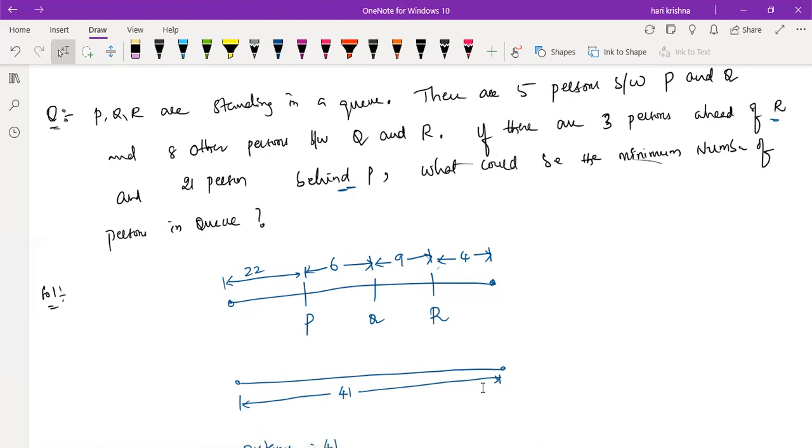Sir, what could be the minimum number of persons? This means that even one person can stand in that queue, right? There's no point that only 40 should stand in that queue. But they said there are 3 between them, and 21 behind P, and 5 between P and Q, and 8 is data already given. According to the given data in the question, you have to take it minimum only 40. You can take maximum also. Maximum can be anything. It can increase, right?